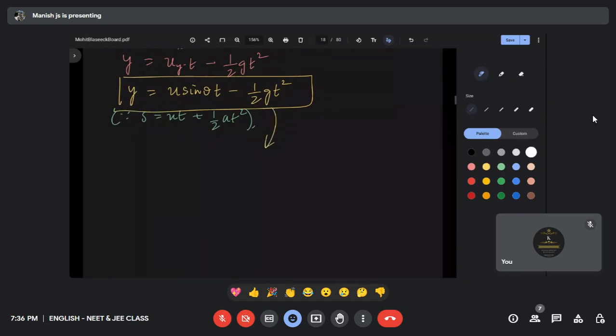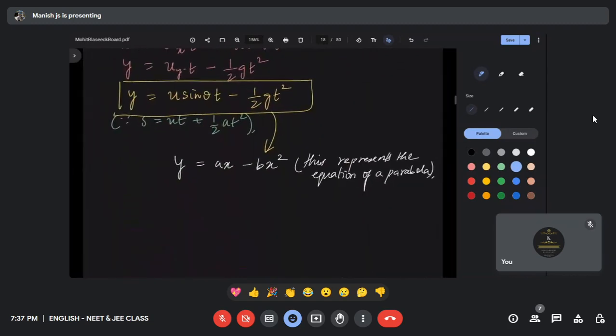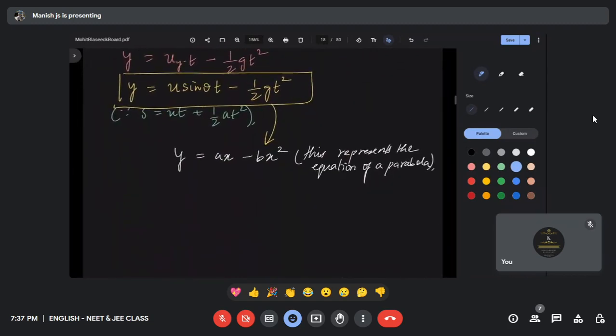Now, what about this second equation? What equation does it represent? When you look at this equation, it is of the form y is equal to ax minus bx squared. According to maths, if you compare this equation, you can see it represents the equation of a parabola. That's the reason it takes a parabolic path, and hence there is no doubt that this expression represents a parabolic path. Okay, simple.